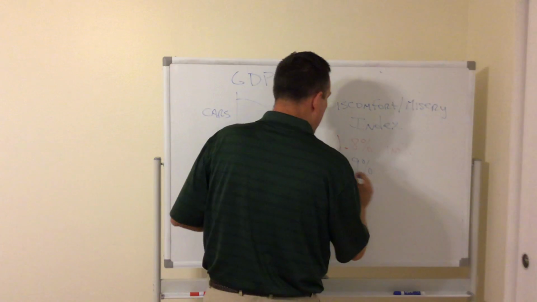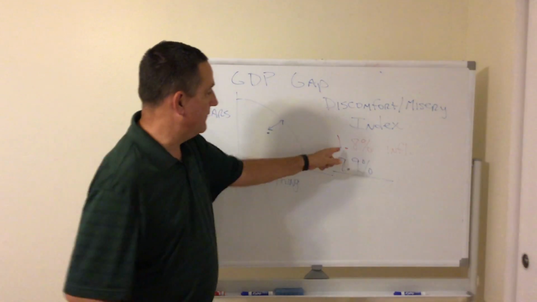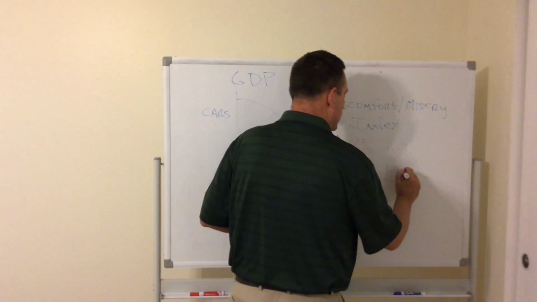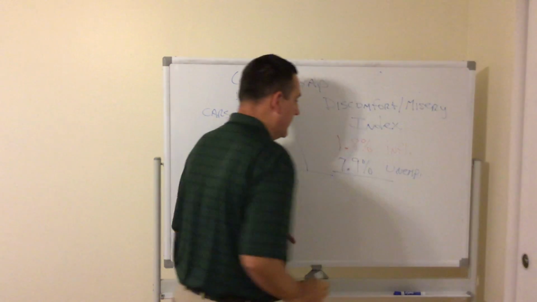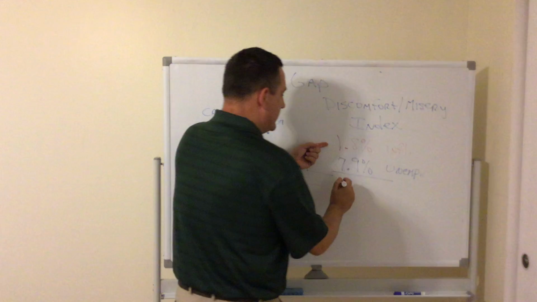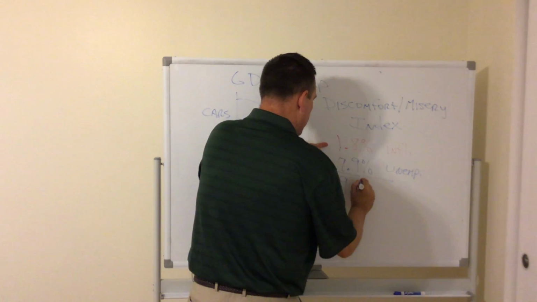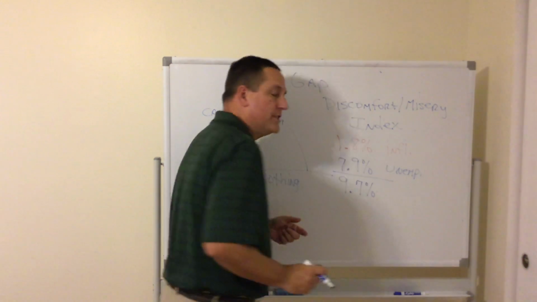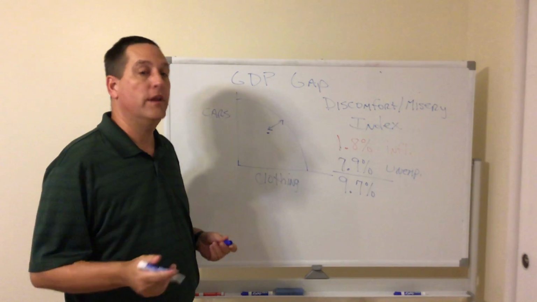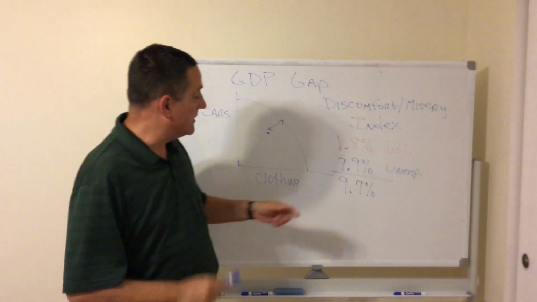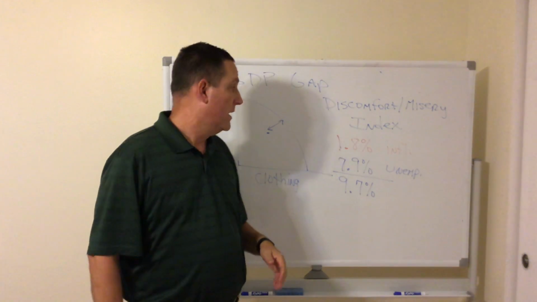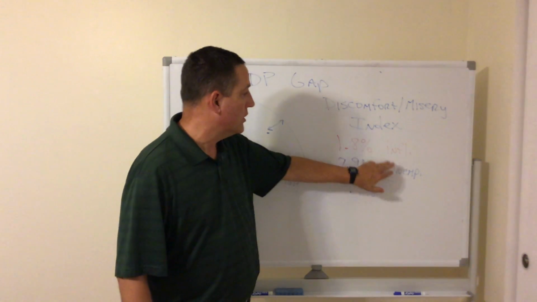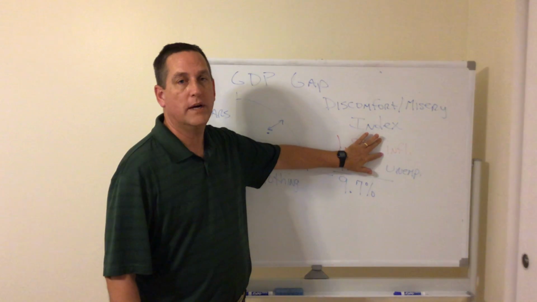7.9%. If you add those two together, the inflation rate and the unemployment rate, okay, you get 9.7. And that's just a way of looking at how the economy is doing. Obviously, the higher this number is, the worse the economy is doing because we have too many unemployed workers or because prices are rising too much.